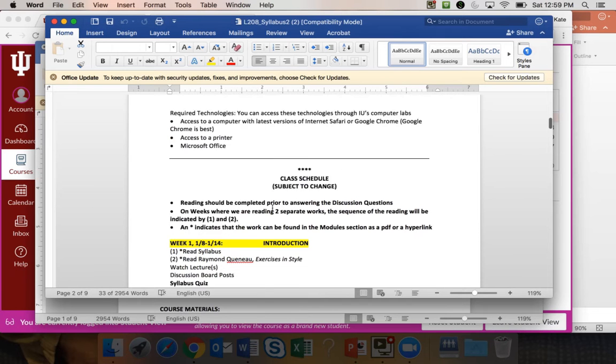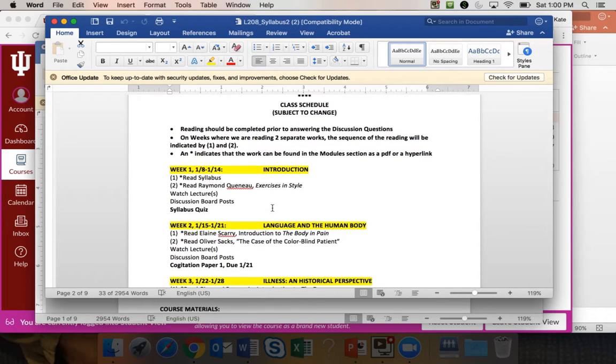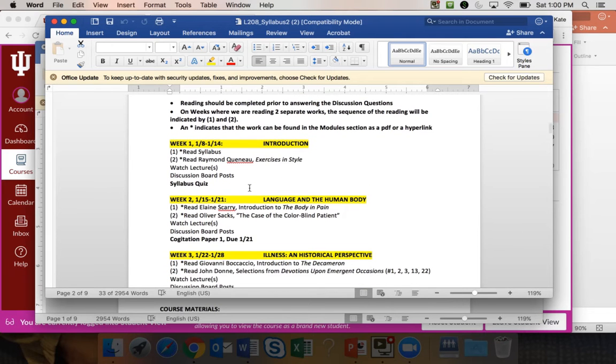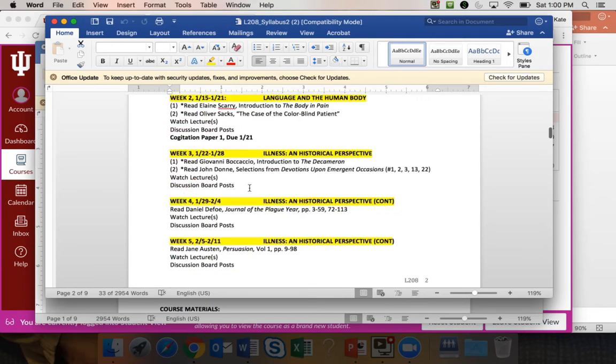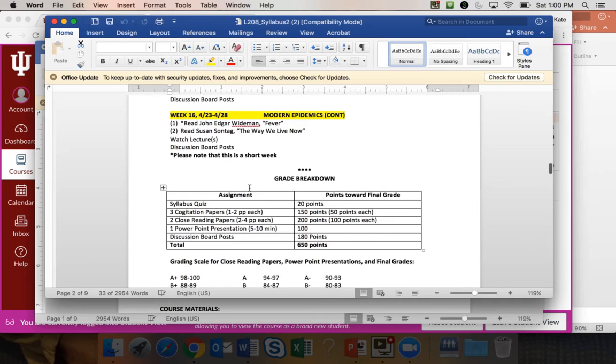Now on page 2 is our class schedule, although each week's tasks will also be in your course modules. You can go through these on your own time. I just want to note that we do have weeks where we have a couple of different readings, and in those weeks I've itemized with 1 and 2 what should be read first and second. And again, an asterisk marks any work where we have it as a PDF or an online link. So this goes on for a couple of pages.